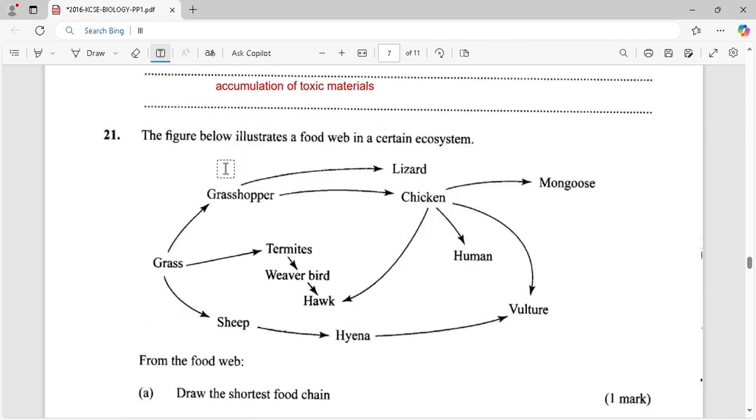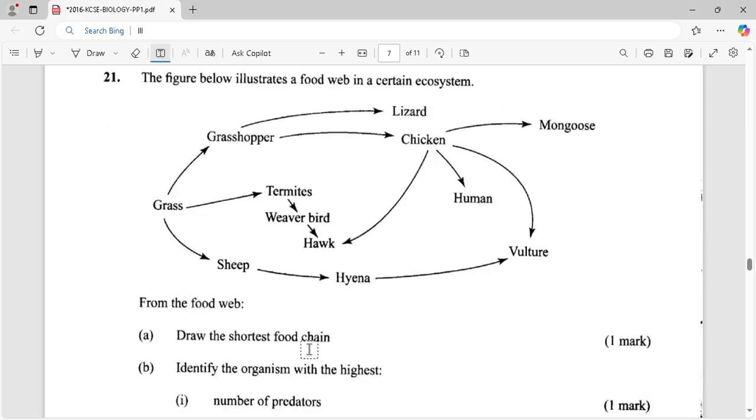Then we go to question 21. The figure below illustrates a food web in a certain ecosystem. You are told, draw the shortest food chain. Our shortest food chain here, if you look very well, is grass, grasshopper, and then lizard. So you'll have to note that here. Grass, then you'll just indicate an arrow. You can write grasshopper. Then you also indicate that arrow again. Then lastly, you write here lizard.